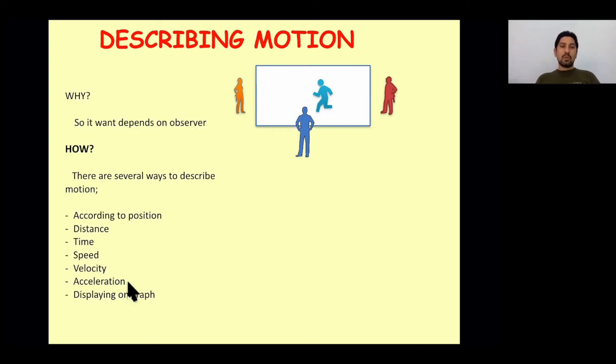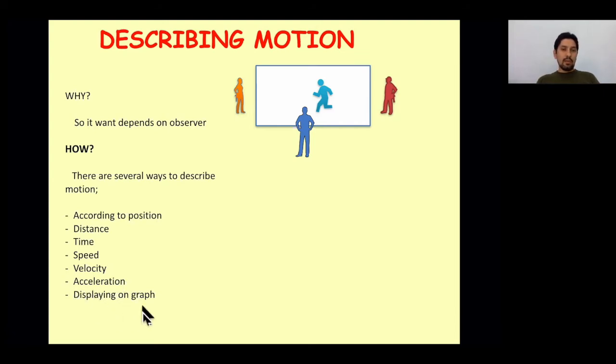Acceleration is even more advanced. In acceleration, we are talking about changing velocity in every second, or every unit of time. So how fast the object is moving and how it's changing. Is it speeding up or slowing down? So this is a more advanced way.